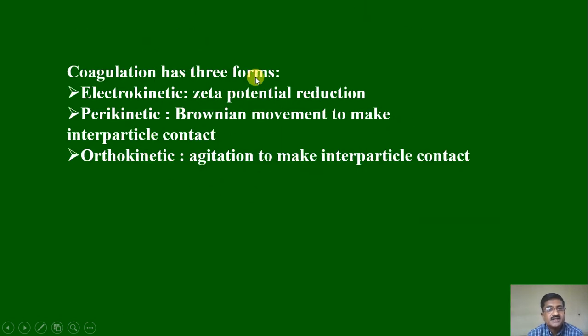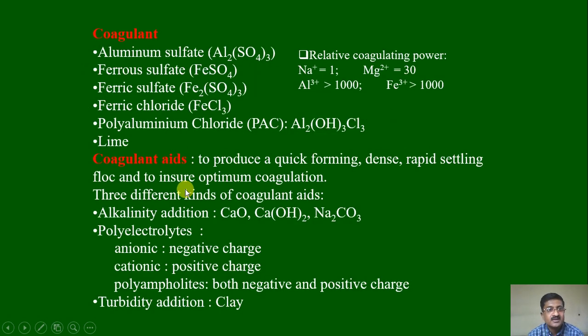Now coagulation has three forms: electrokinetic, which is zeta potential reduction; perikinetic, Brownian movement to make interparticle contact; and orthokinetic, agitation to make the interparticle contact. So these three processes, or coagulation forms, are important in the coagulation theory.